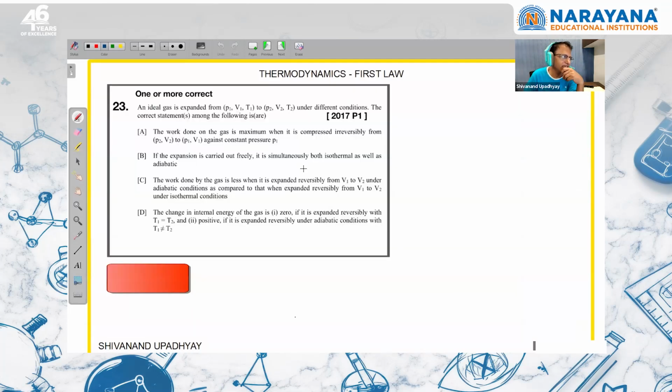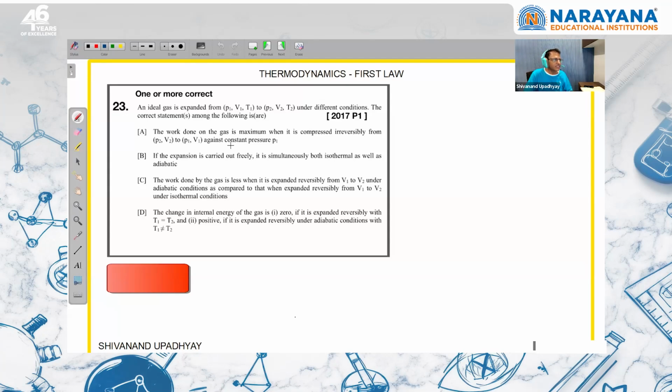अब देखिए आइडियल गैस से रिलेटेड जो जेईई एडवांस में क्वेश्चन पूछा गया है, वी डिस्कस दिस. An ideal gas is expanded from P1 V1 T1 to P2 V2 T2 under different conditions. The correct statement among the following is/are: the work done on the gas is maximum when it is compressed irreversibly from P2 V2 to P1 V1, right? Against a constant pressure P1.